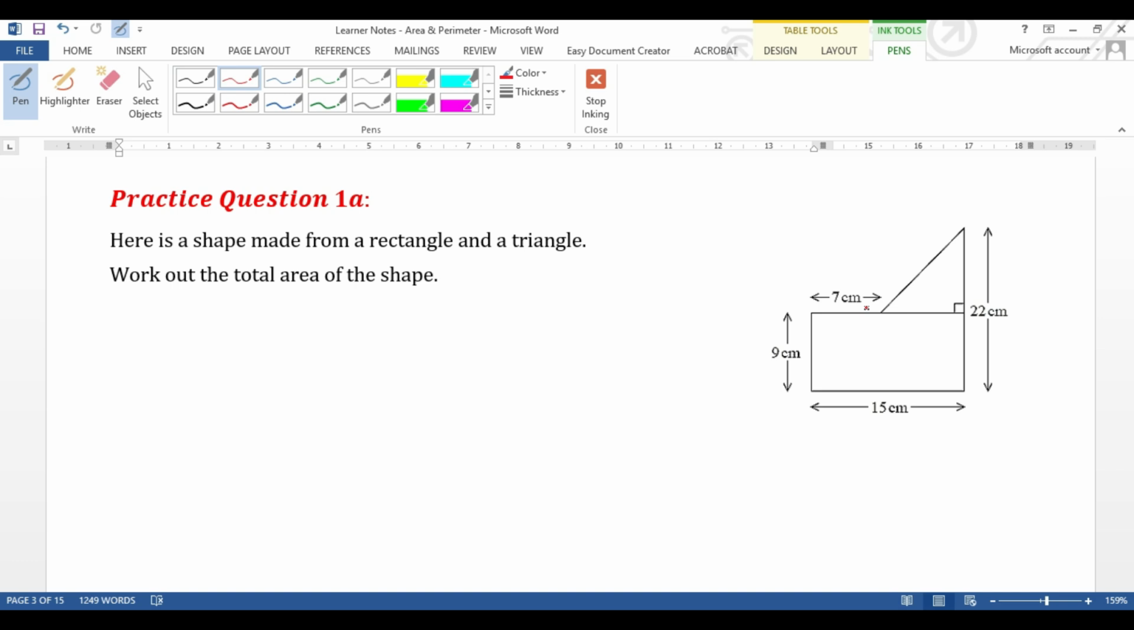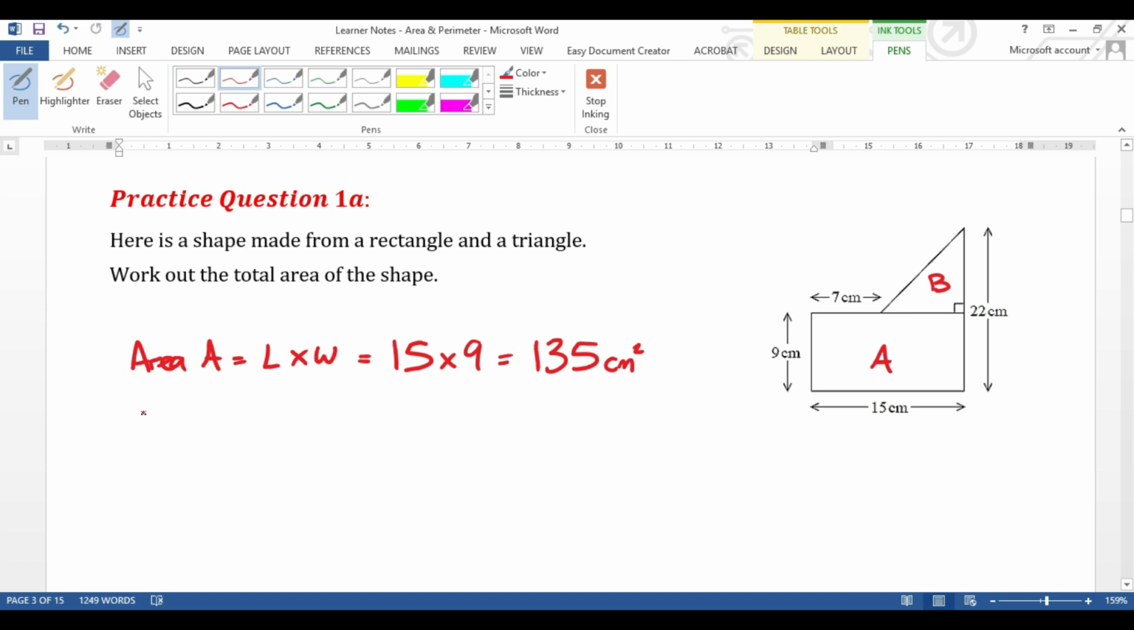Let's have a look at practice question 1A then. Here is a shape made from a rectangle and a triangle. Work out the total area of the shape. So again, I'm going to call that shape A and shape B, so area A, which is a rectangle, I'm going to need length times width. So the length is 15 and the width is 9. So 15 times 9 is 135, and they're using centimeters, so this is centimeters squared.